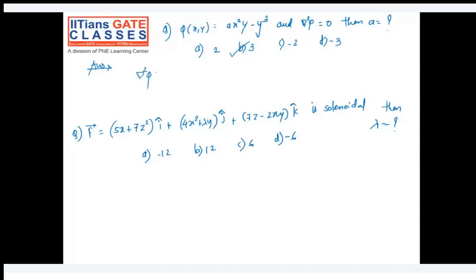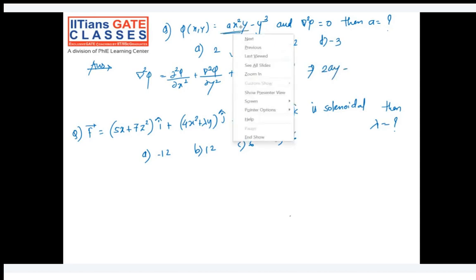Double differentiation of this function with respect to each variable, it is equal to 0 they have given. Indirectly, the double differentiation of the first function is what? 2axy, differentiating again will be 2ay, minus the double differentiation with respect to y, which for the first function is 0, and for the second function it will be minus 6y, equal to 0. This is what you are going to get. So y will get cancelled. 2a is equal to 6. It means a is equal to 3. That's all.